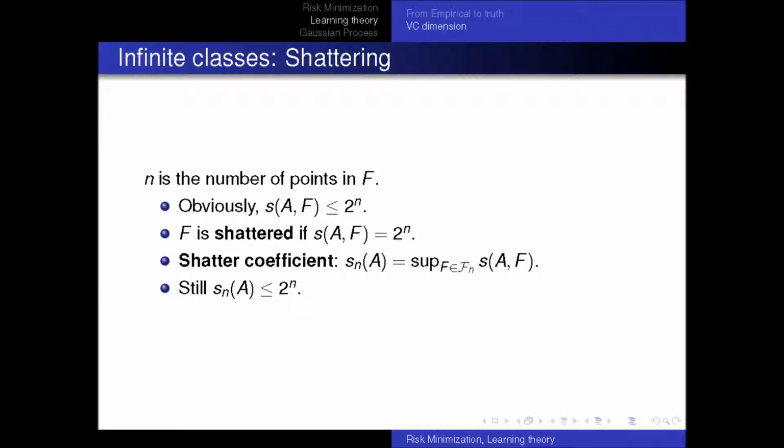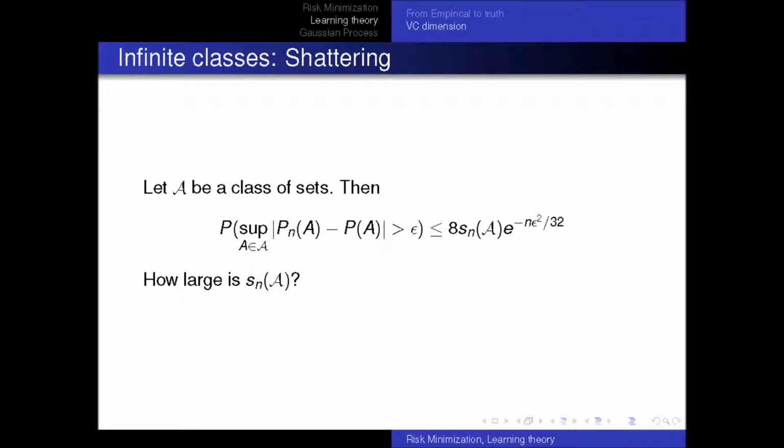And here is an important conclusion. It says that this inequality we were puzzled about before, if it's an infinite class, is going to be less than or equal to 8 times the shattering coefficient times some exponential bound. So this is very nice. Even if we don't know the size of this infinite class, we can still use the shattering coefficient to compute this bound.